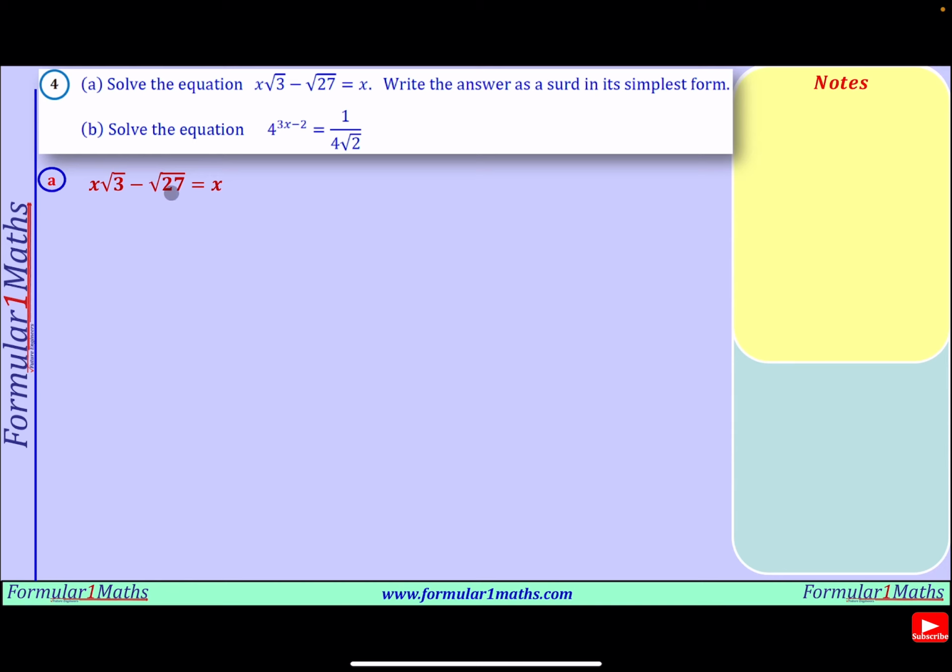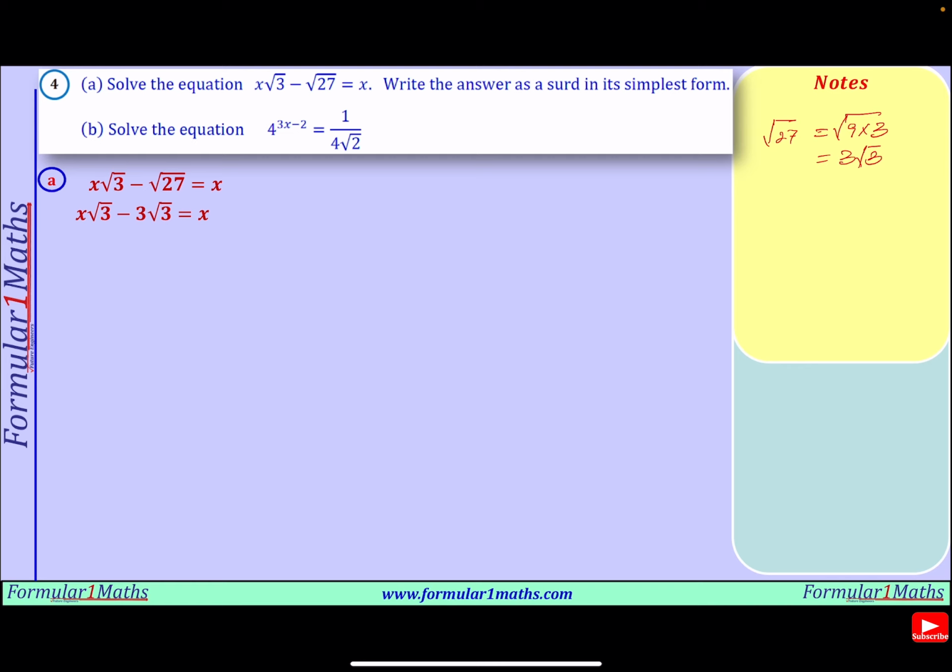We need to rewrite this by doing this. So root 27, we know, is equal to root 9 times 3. But root 9 is 3, and then we have root 3 over there. So root 27 can be written as 3 root 3. So put that in there to get it.